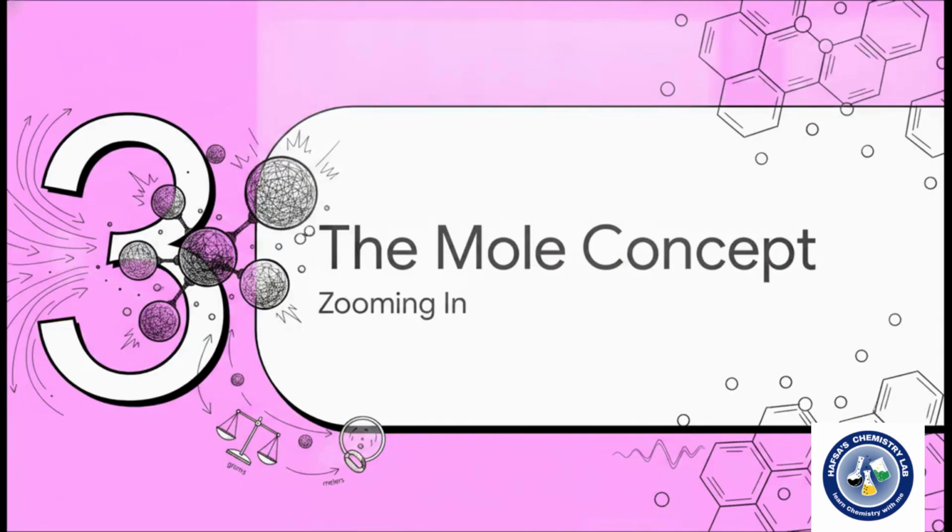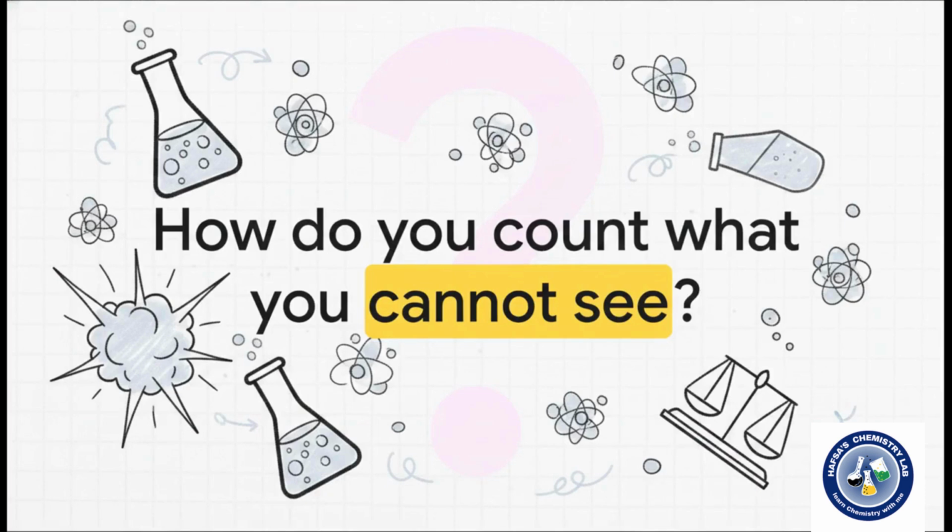All right, Section 3, mastering the mole concept as we zoom into the microscopic realm. This brings us face to face with a fundamental problem. Chemical reactions happen atom by atom, molecule by molecule. But if atoms are way too small to actually see, how on earth do we count them out to ensure a reaction goes perfectly without blowing up the lab?